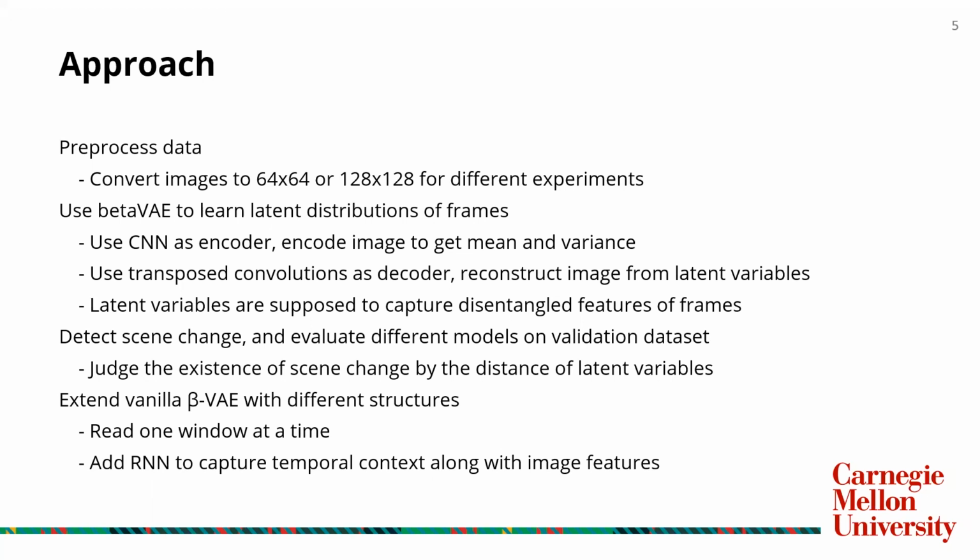The disentangled latent variables are expected to change sharply on scene changes, so the result could be better than using original images. We also extend β-VAE with different structures. For example, read one window of images at a time instead of one single image to capture context information of images. In this case, an RNN may be used to process input images before the CNN encoder. Here is the specific structure we use.